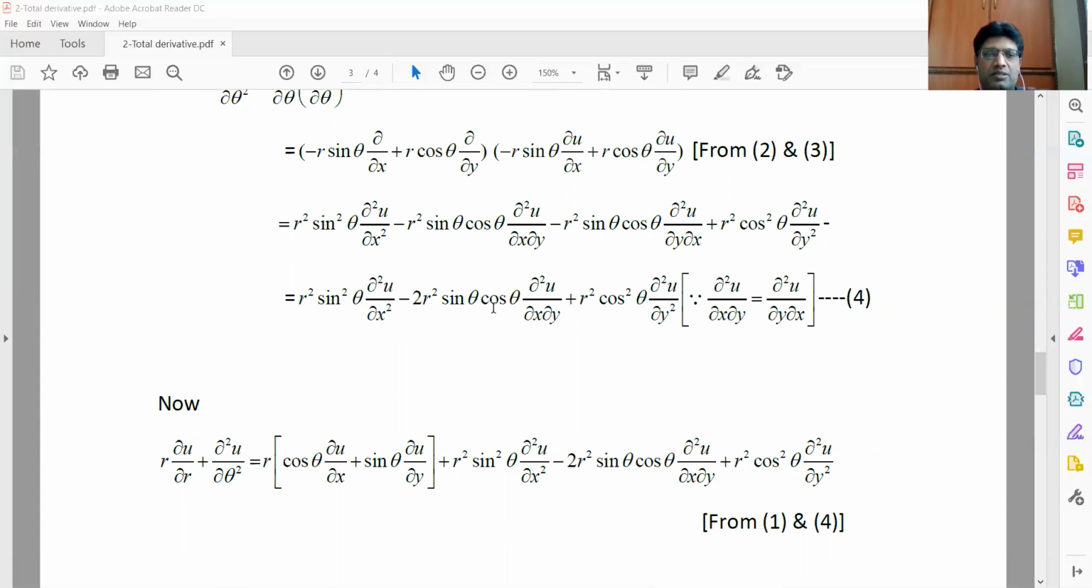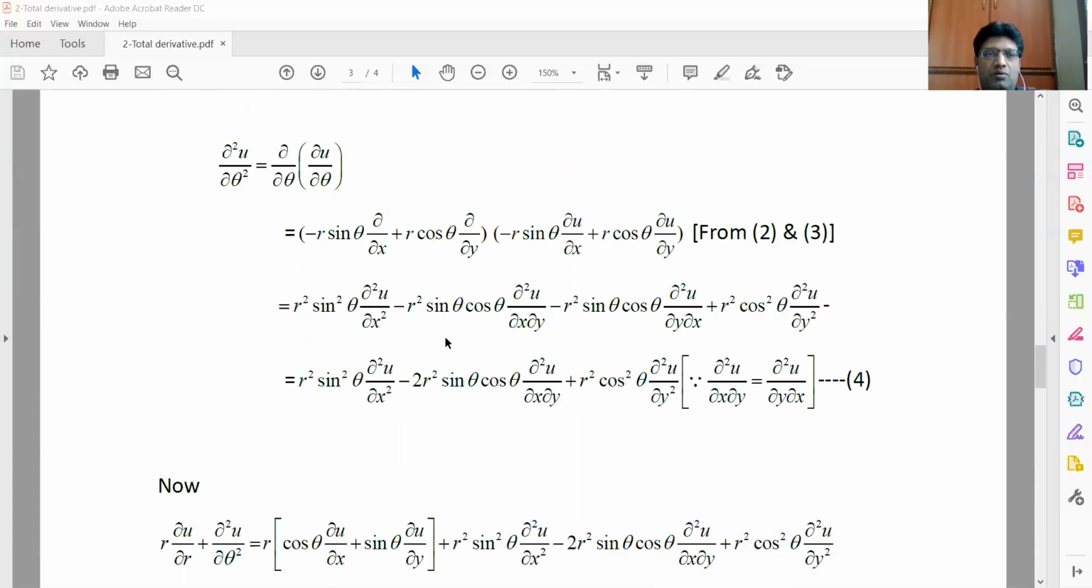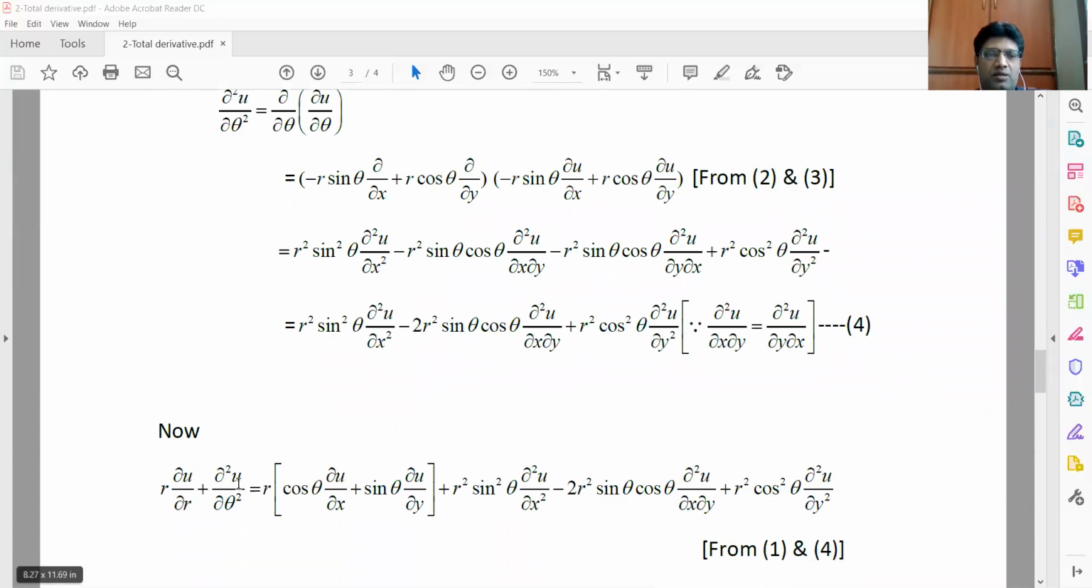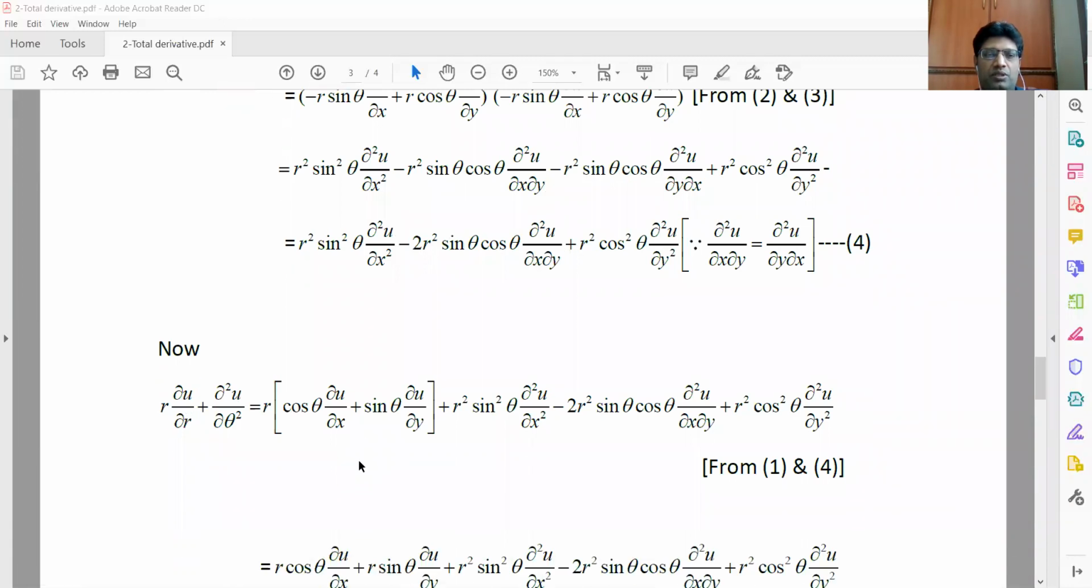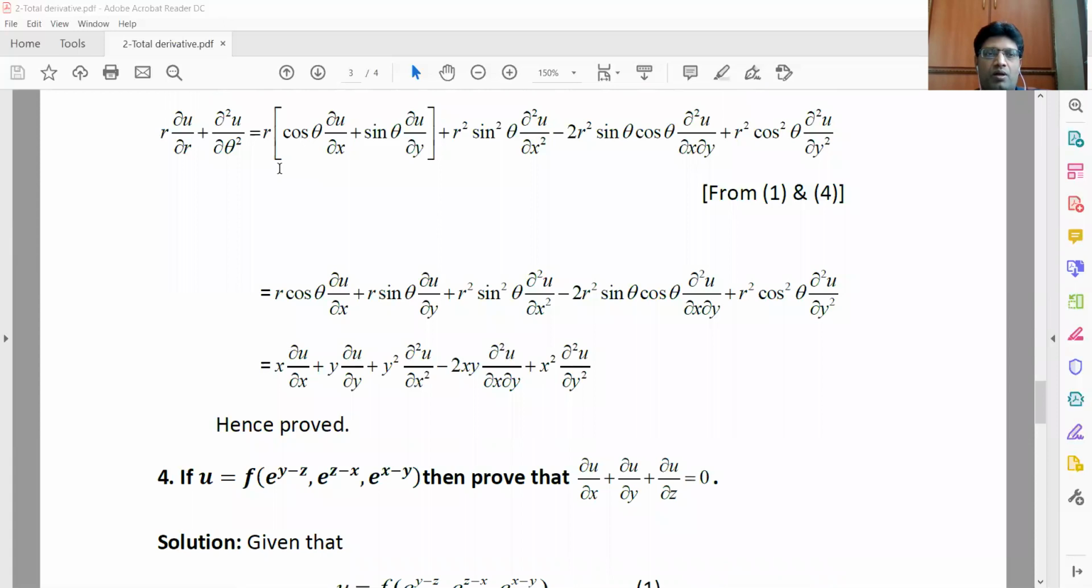So this is what he is asking. Now ∂²u/∂θ² plus r into ∂u/∂r. So r into ∂u/∂r is this one from 1, and this is 4. From 4 we got this. If you simplify this one, r cos θ into ∂u/∂x plus r sin θ ∂u/∂y, this entire expression as it is. So r cos θ is x, ∂u/∂x, r sin θ is y. So r² sin²θ is y². Like that, we'll get that result.